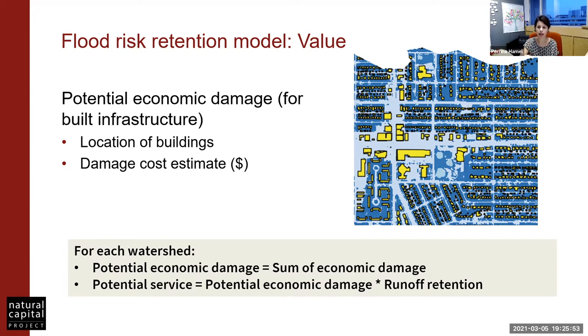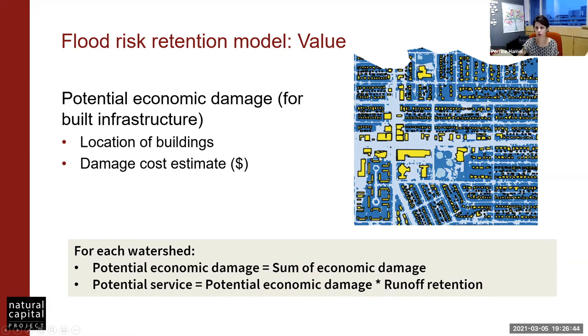But still, if we aggregate these values at meaningful units and areas, we may want to look at the potential economic damage. If there is an important flood hazard in one area, the value of retention is actually highest if these buildings and the potential damage is higher. So that's essentially what the model is doing here, looking at the potential economic damage of an area, summing economic damage for every single building that we have the footprint for, and then looking at the potential service, which is simply multiplying runoff retention and potential economic damage.